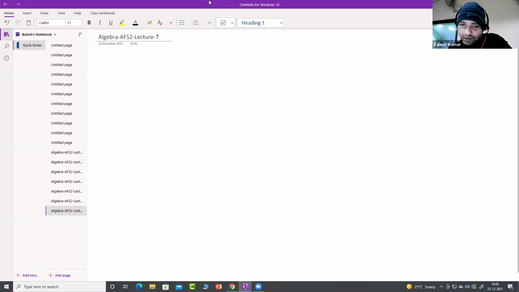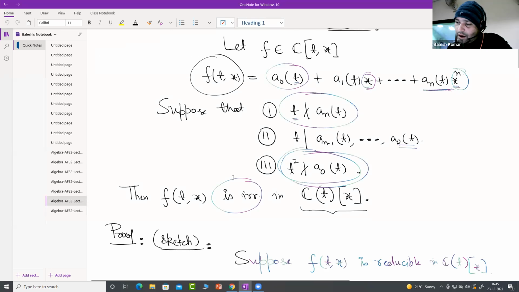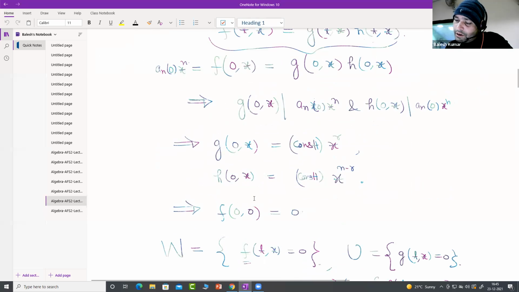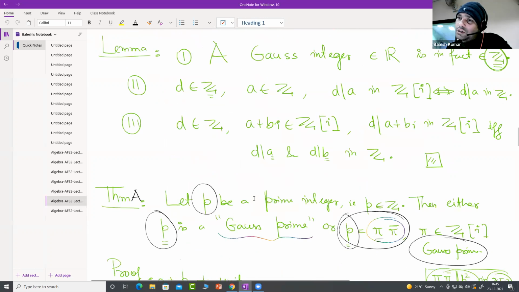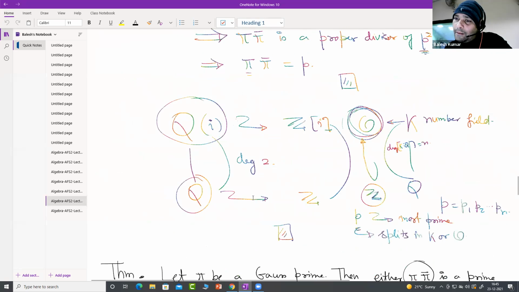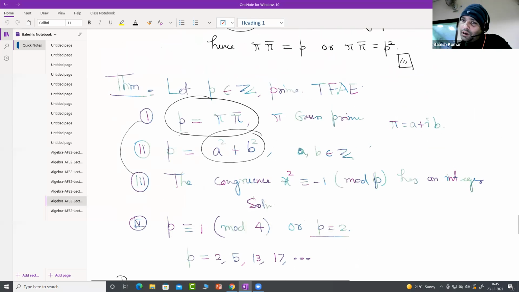Let me just recall that in the previous lecture we were trying to give an equivalence condition for when a prime integer will be a Gaussian prime, or a Gauss prime, inside the ring of Gaussian integers. In that, we have given 4 equivalence conditions, so let me just show that.